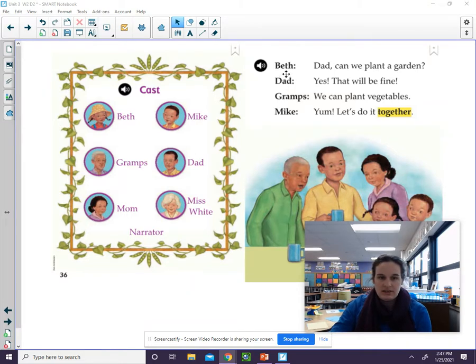Take a look here at the first line of dialogue. The text shows her name. What's her name? Beth. This symbol here, the 2 dots, shows us that the next words are what Beth says. So after the 2 dots, we can know that this is what Beth says.